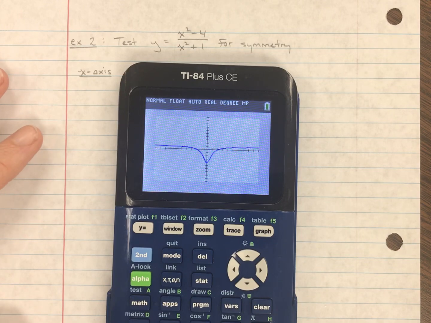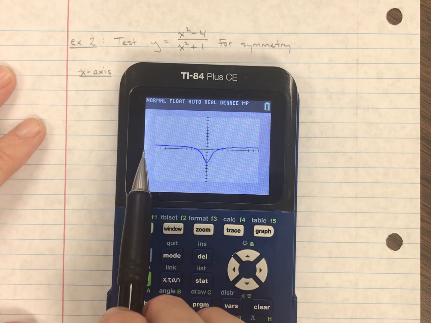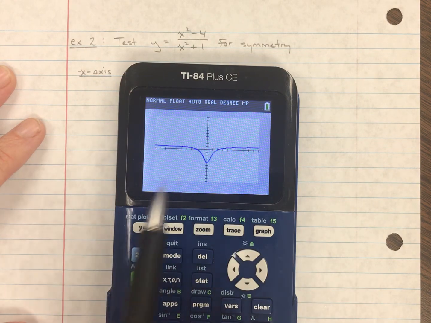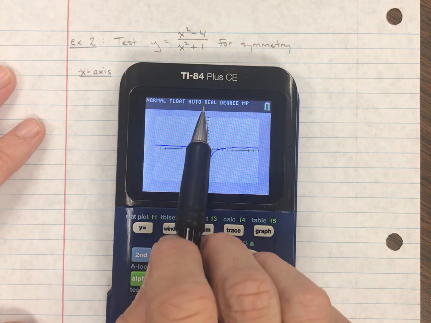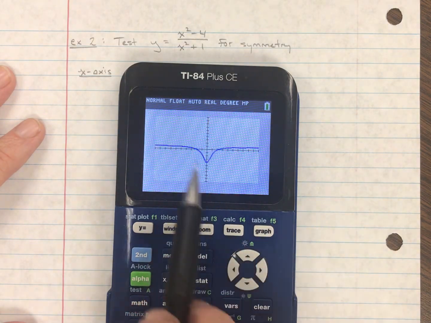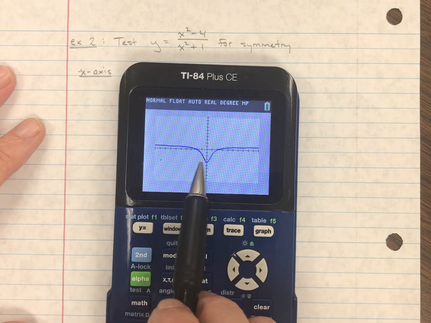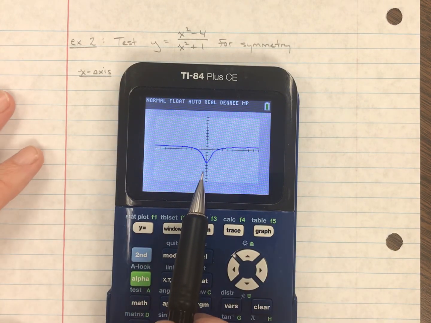Okay. Well, I think it's pretty clear that if we fold on the x-axis, we're not going to match up. So it should not be symmetric with respect to the x-axis. If we fold on the vertical y-axis, it does match up. This will match with that, this will match with that, etc. So it looks like it is symmetrical with respect to the y-axis.